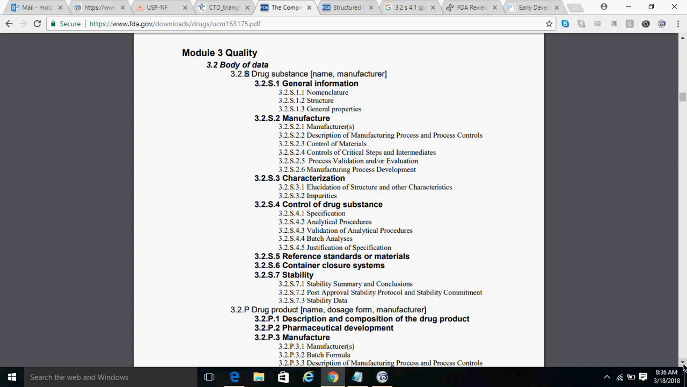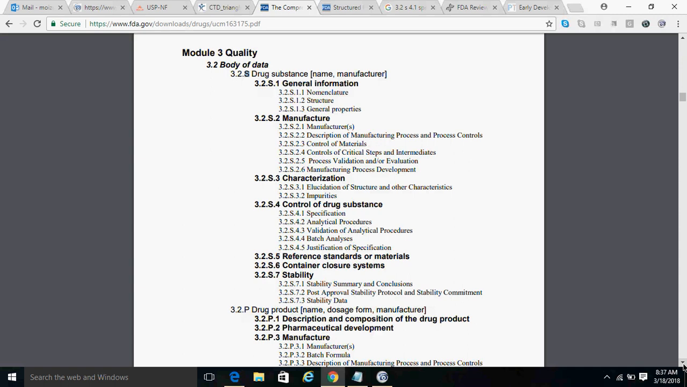They will provide you validation. So all these things they will put together. They will give a 500 to 1000 page document to you. If you open the DMF, called Drug Master File, DMF.